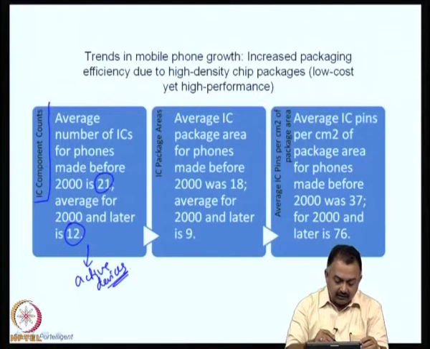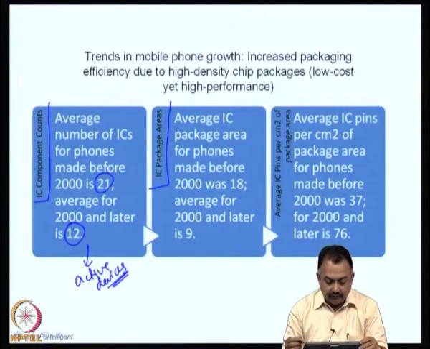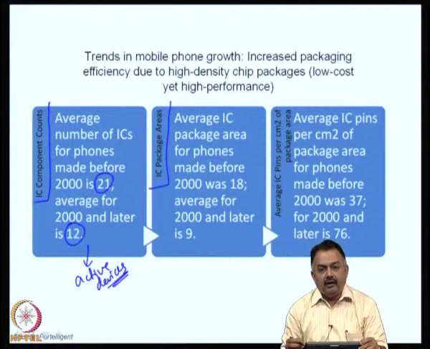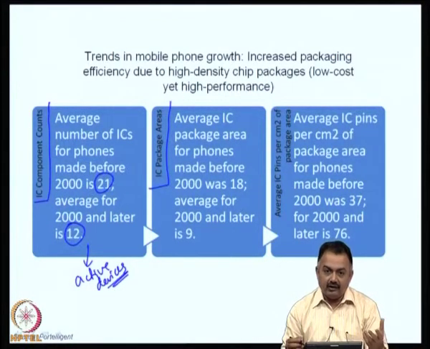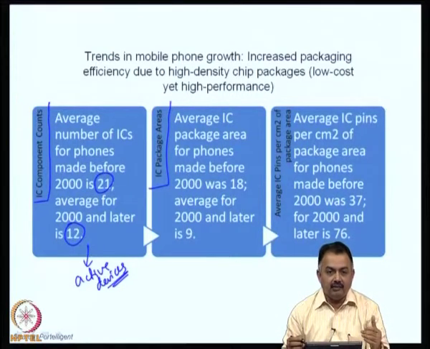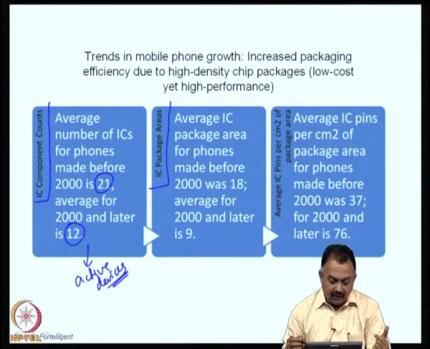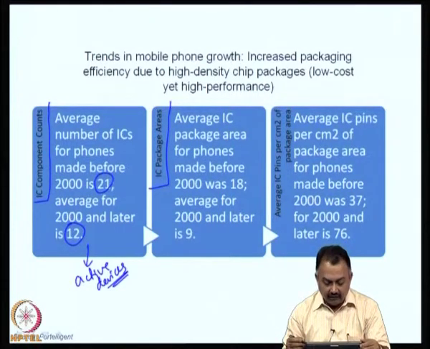Now, the next point is IC package areas. Any package, any device will have some package area. So, there is what is known as a die area and there is a package area. A die is surrounded by package. It can be a plastic package or a ceramic package material. So, if you look at IC package area for phones made before 2000, it was 18. Average for 2000 and later is 9.